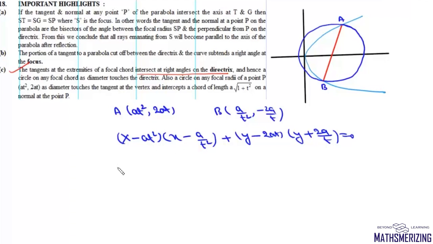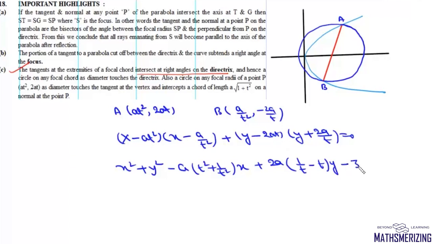So we'll write this equation as x square plus y square, and then minus a(t square plus 1/t square)x plus 2a(1/t minus t)y, and here it will be plus a square and minus 4a square, so it will be minus 3a square equals 0. Now we need to prove that this circle touches the directrix of the parabola.